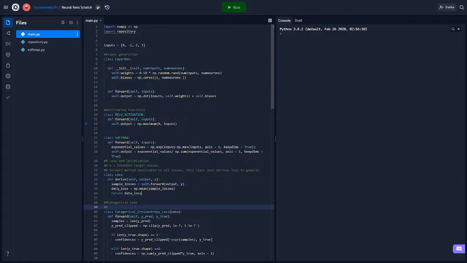And so first I created a general class for loss that has a derive function in it that takes in itself, it takes in the outputs, whatever the softmax outputs are, and then it takes in the intended target values. In that function, we have sample losses, which is pretty much the losses per set of inputs that you send in.